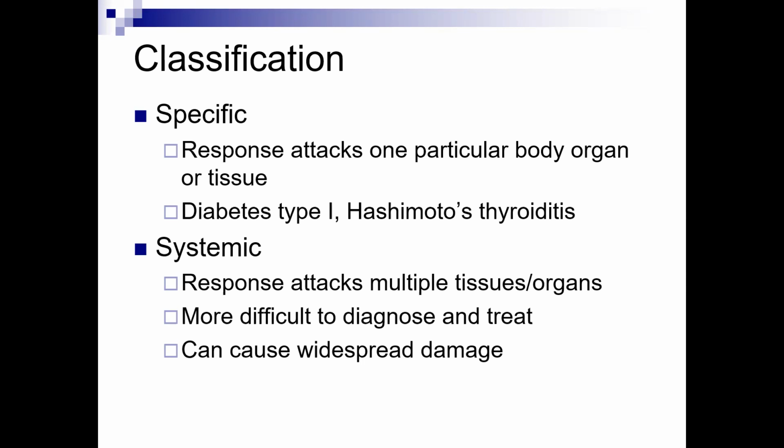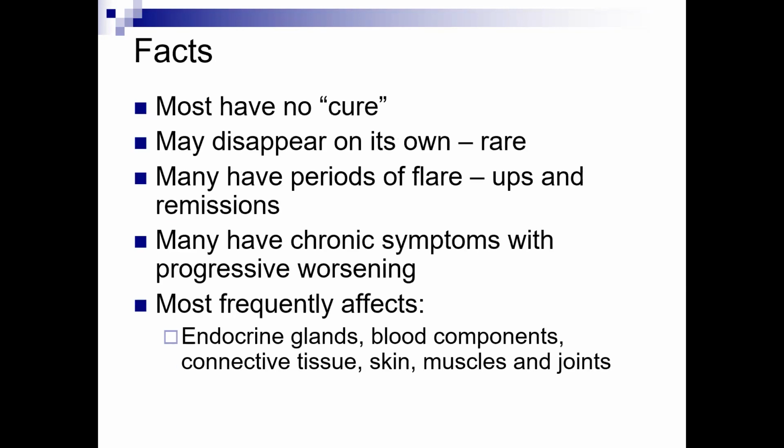Systemic is across multiple tissue and organs. So the response attacks multiple tissues and organs. It's much more difficult to diagnose and treat, and it can cause widespread damage. So facts, most have no cure. Some may disappear on their own, but that is very rare. Many may have periods of flare-ups and remissions. Many have chronic symptoms with progressive worsening over time.